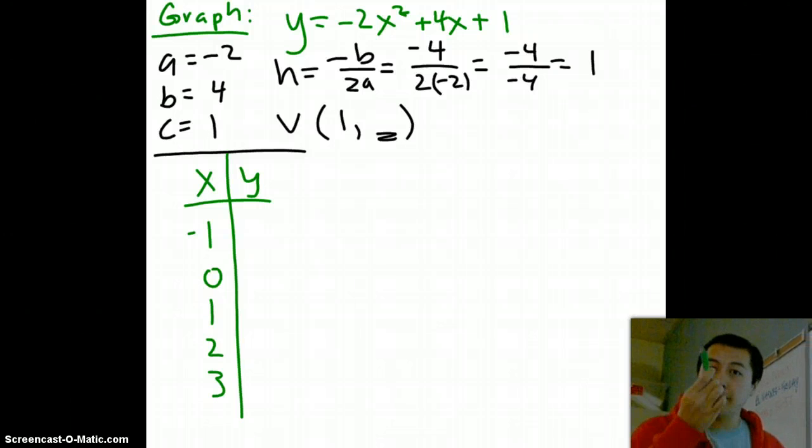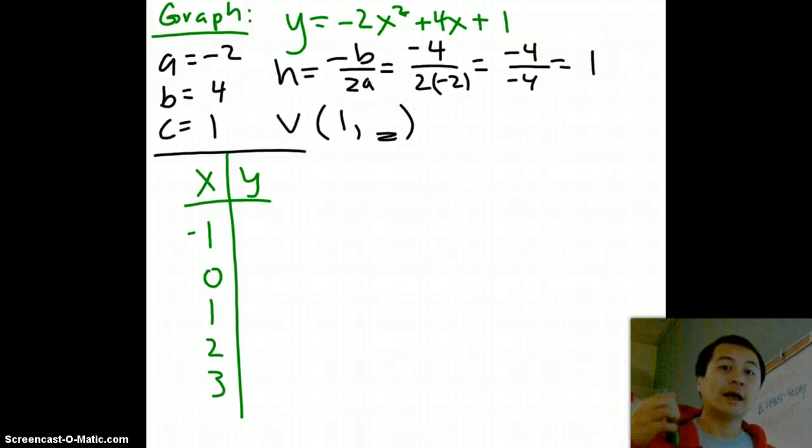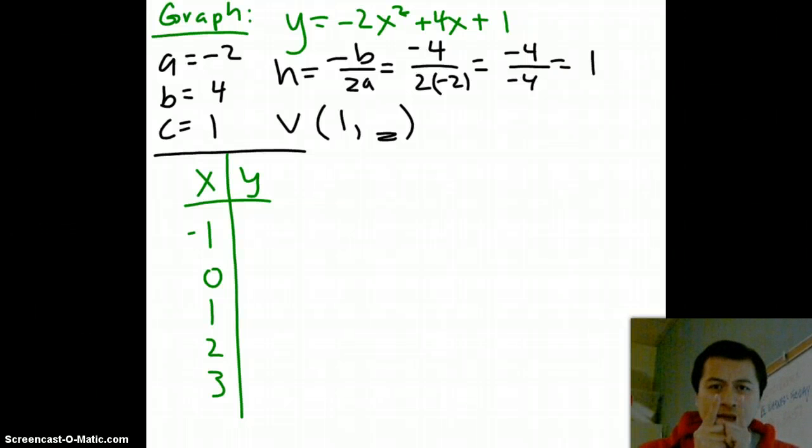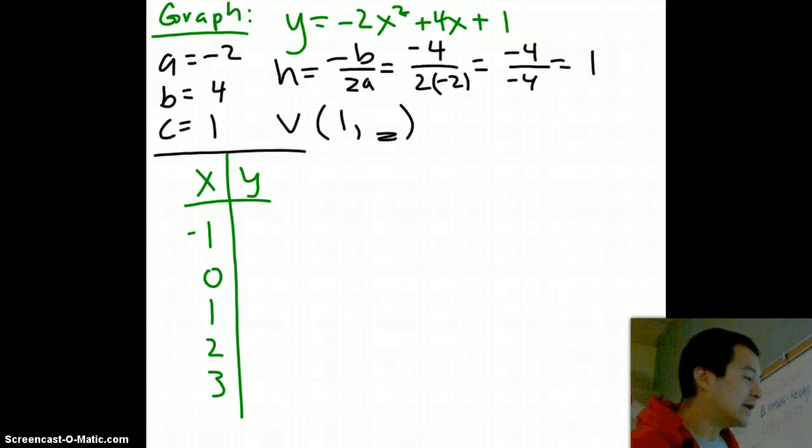Look at this. Is this going up or down? This should be going down. Why? Because look at A. A is negative. It's going down. Is this probably going to be skinny or fat? It should be a little bit skinnier than normal because the number is bigger, 2. And normally we work with 1. So now you know that you're going to expect a parabola going down a little skinnier. Sound good? It's called a vertical stretch. Let's plug in some numbers.